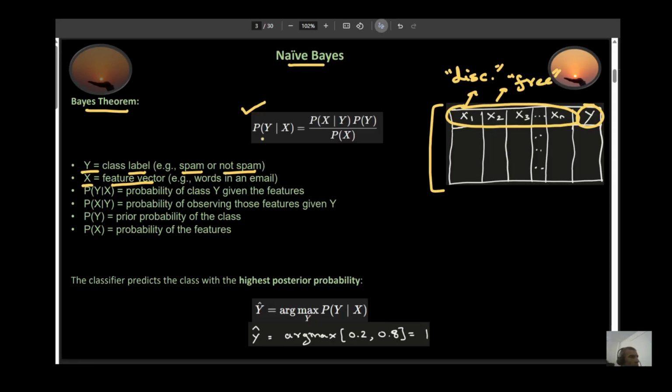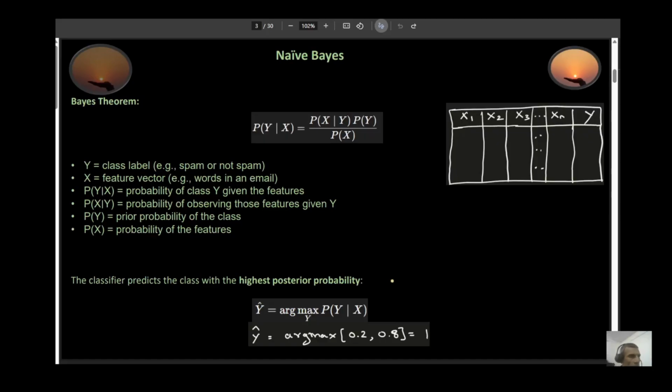This one, probability of Y given X, represents the probability of a class Y given the feature X. Then probability of X given Y would be this. This represents the probability of observing those features given Y. Y again refers to your class label. And probability of Y refers to the probability of the class Y. And probability of X represents the probability of the feature X right over here.